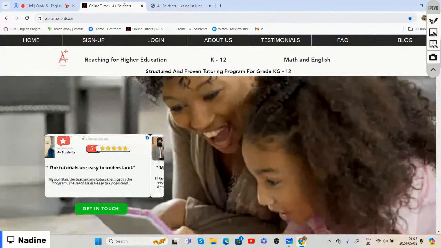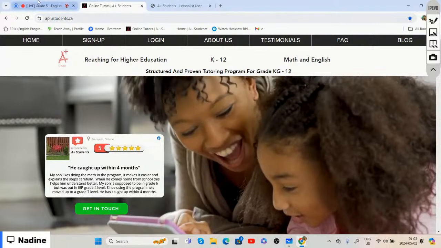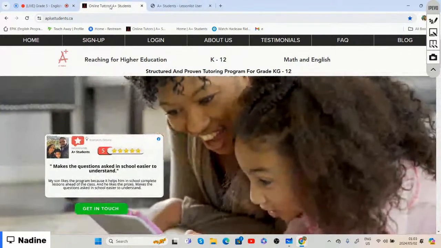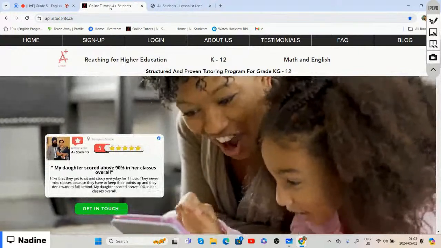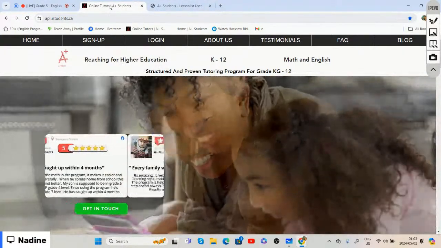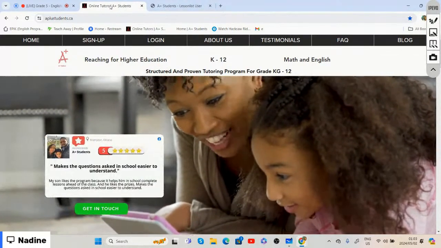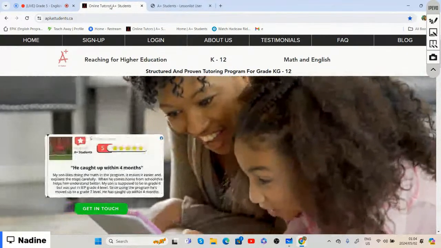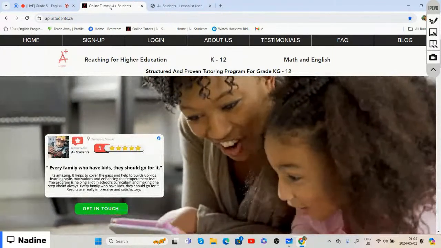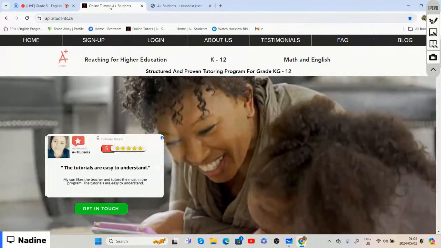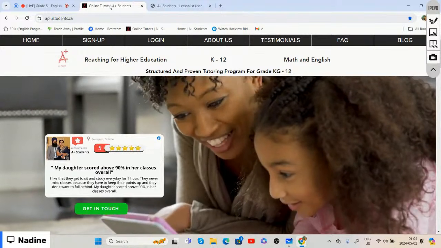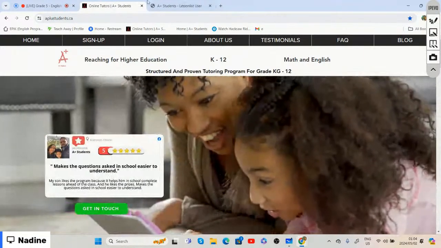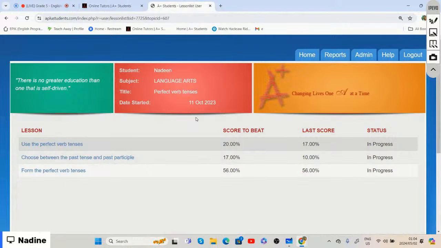Today we'll be focusing on our grade 5 English lesson on perfect verb tenses. And before we start, we're going to log on to aplusstudents.ca. Once you've logged on with our username as well as our password, we're going to select the subject of English language arts, and then scroll down until we get to our chapter of perfect verb tenses.